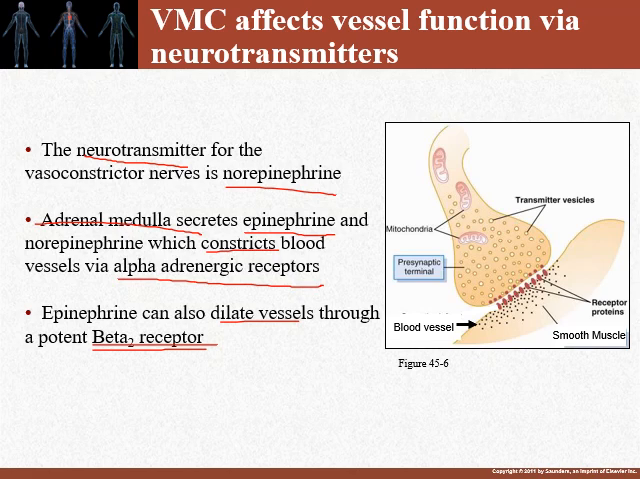So this is the nerve ending, and this is the presynaptic terminal, and this is the postsynaptic terminal, as you have actually studied in the introductory course to physiology. And this is how the neurotransmitter is released and binds to the postsynaptic cell, it could be a smooth muscle cell here, to induce the effect depending on the receptor.